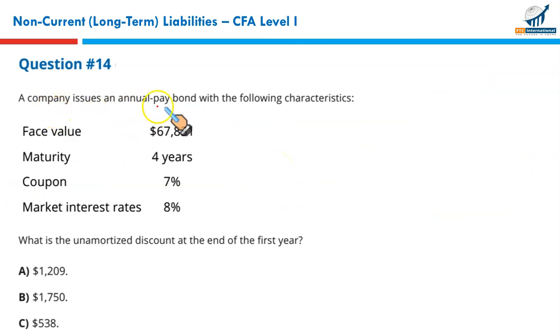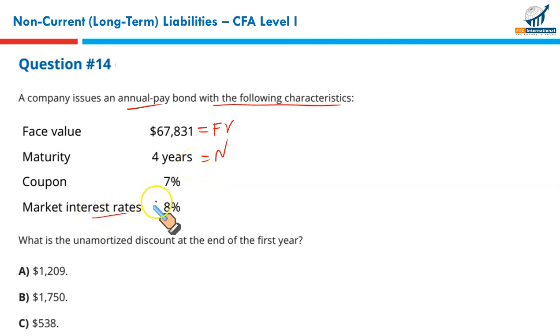A company issues an annual pay bond. The interest is paid annually with the following characteristics. Face value, that is the par value at which we pay the interest. Remember, this is a good question. Many things will be discussed. Amortization of bond discount or premium, whatever is involved, will be discussed in this question. This is the par value or the face value at which the interest is paid. This is FV. Maturity, I'm going to take it as N because there are no semi-annual or monthly payments. N is 4.